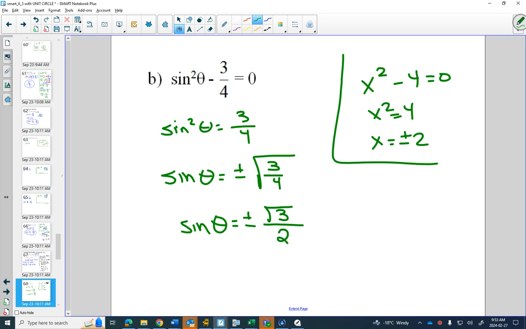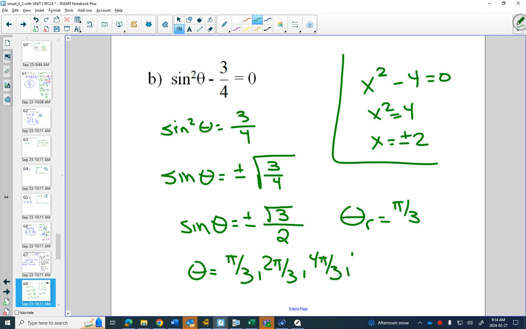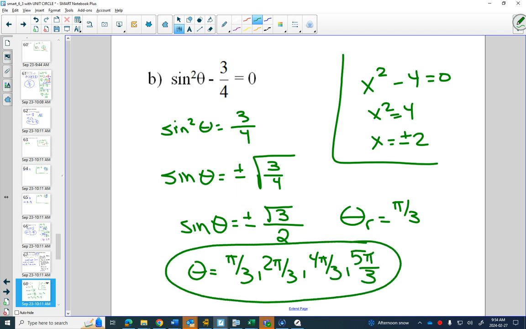And then we recognize root 3 over 2 is part of our pi over 3 family. And according to our CAST rule, we need positive or negative. That means the whole family is invited. Every single quadrant. So we would have quadrant 1, pi over 3, quadrant 2, 2 pi over 3, quadrant 3, 4 pi over 3, and quadrant 4. 4 answers to this question.